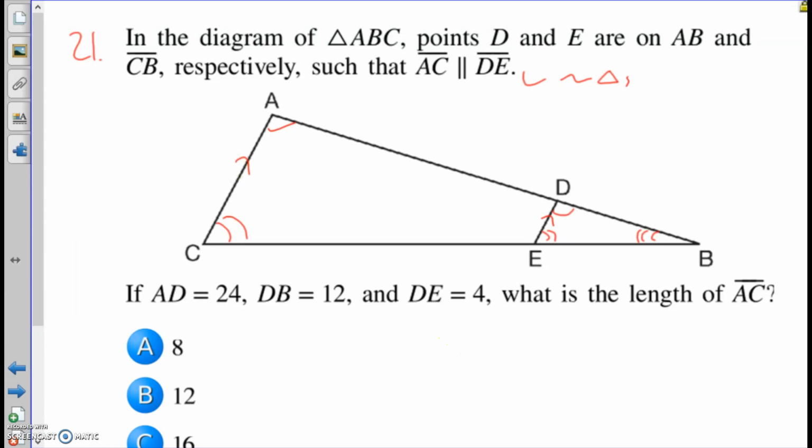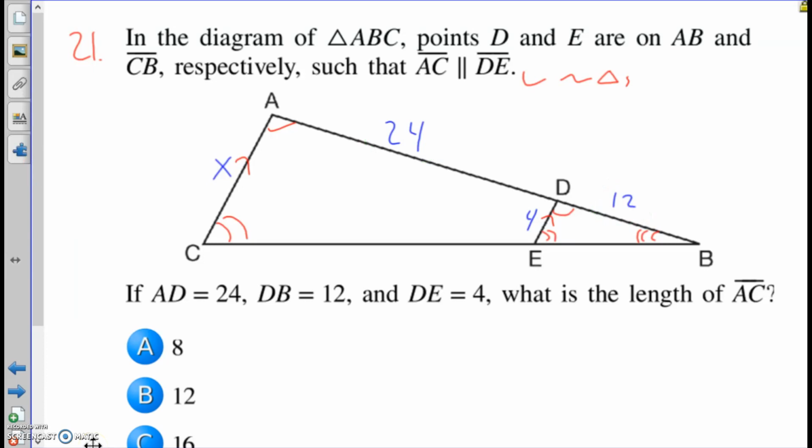And AD is 24. DB is 12. DE is 4. They want to know what is the length of AC. This is a very commonly set up question, where they basically want to see if you're going to fall for the trap of setting up the wrong proportion. They want to know if you're going to do 12 over 24, that type of thing.